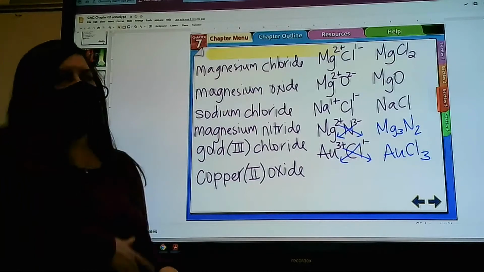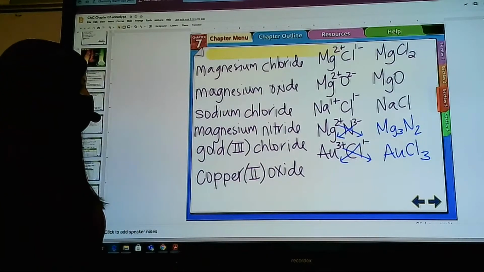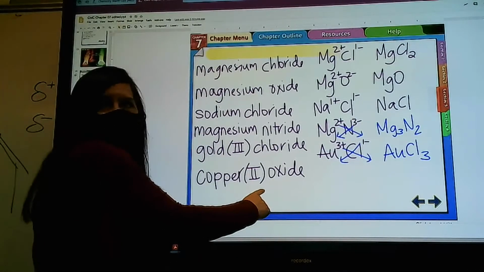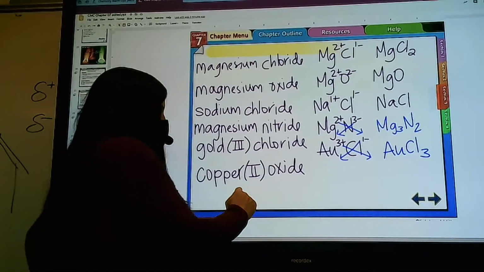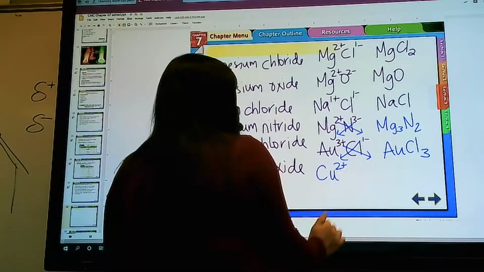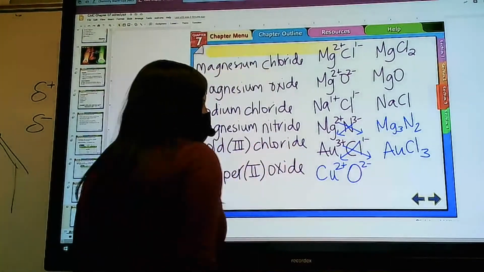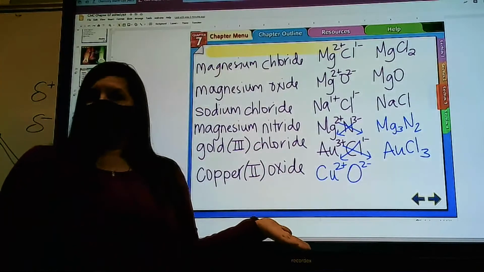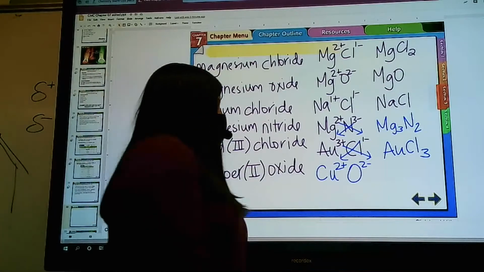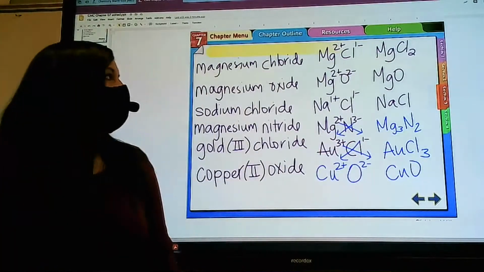All right. And then our last example for this, and then we're going to talk about naming, which basically is just the reverse of what we've been doing. We have copper 2 oxide. So again, that 2 tells us that copper's charge in this instance is a 2+. Oxygen has a 2-. So we don't have to crisscross this time because they've canceled each other out. So now we have just CuO as our answer.